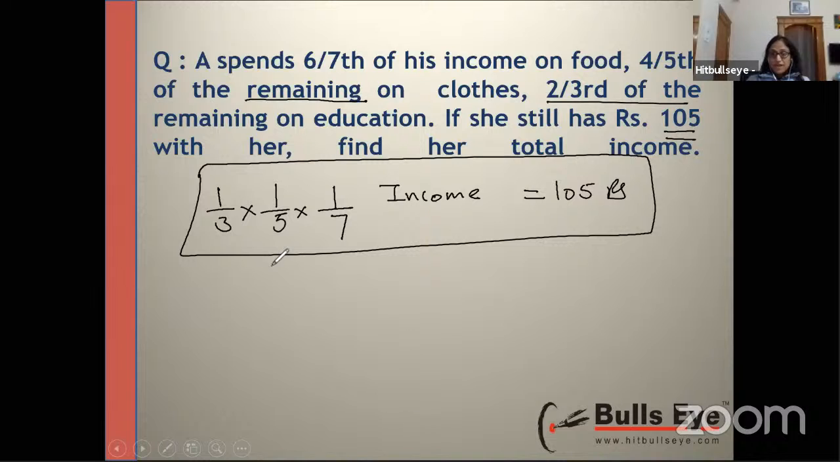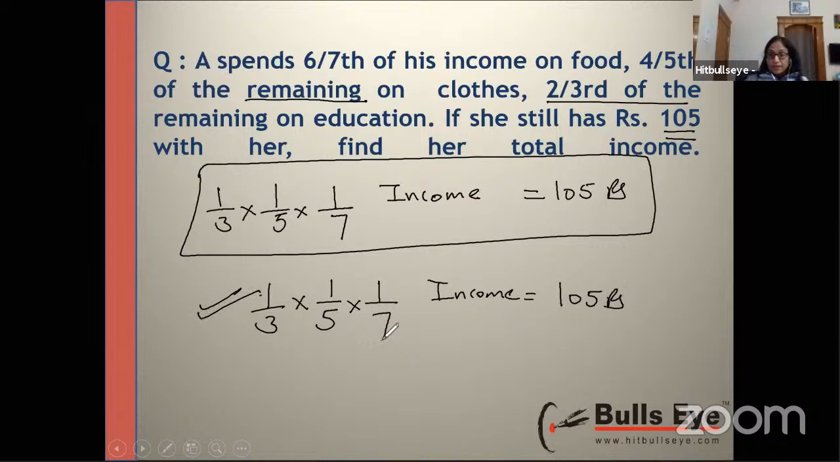6/7 was the first fraction, but I noted down its complement 1/7. 4/5 was the second fraction, but I note down its complement 1/5. The third fraction was 2/3. Its complement is 1/3. Of what? Of the income. This becomes my entire leftover amount because every time I have noted the complement. Complement means what is left with you. So it has to be equal to 105 rupees. That's it. I've explained it again. I hope it's clear now.